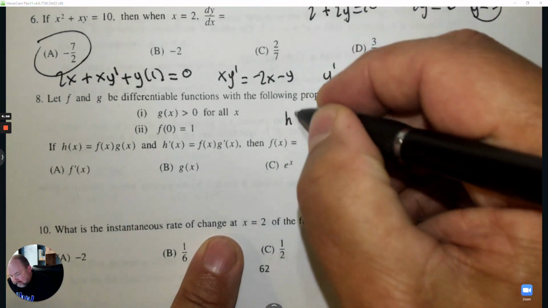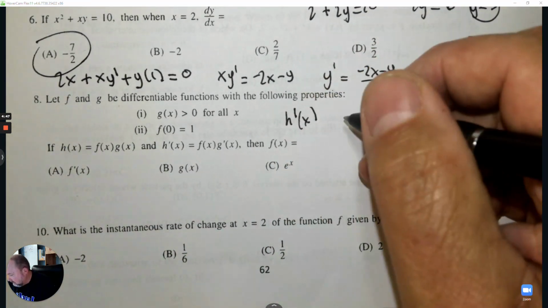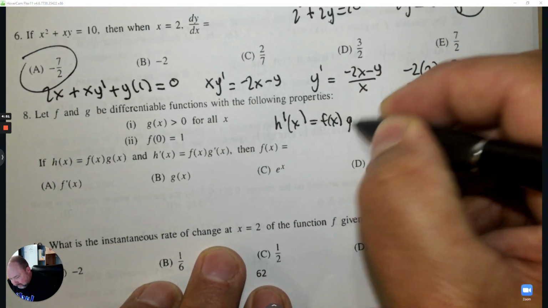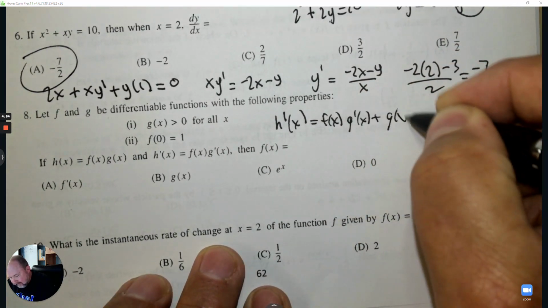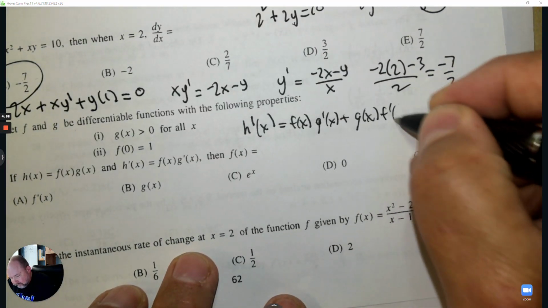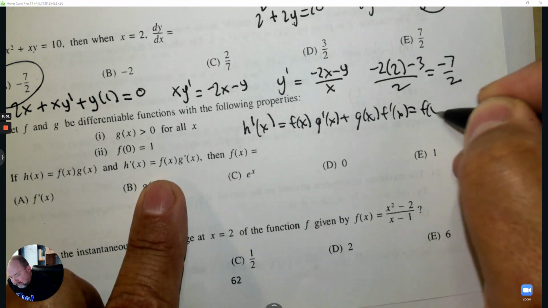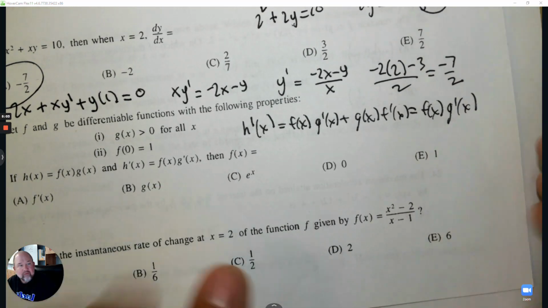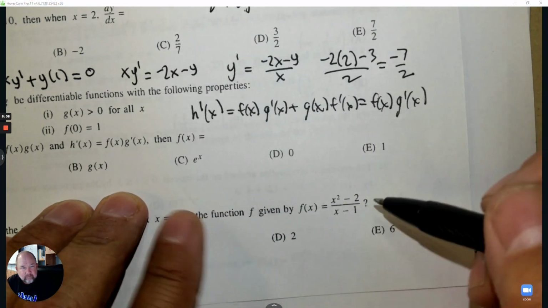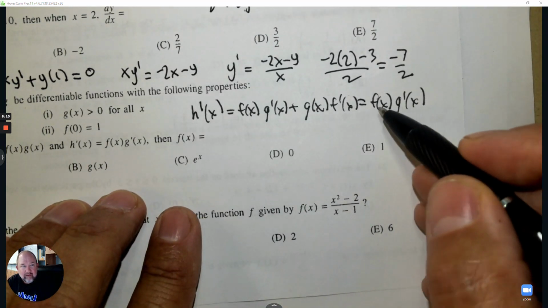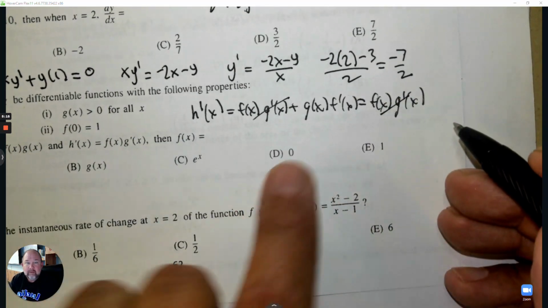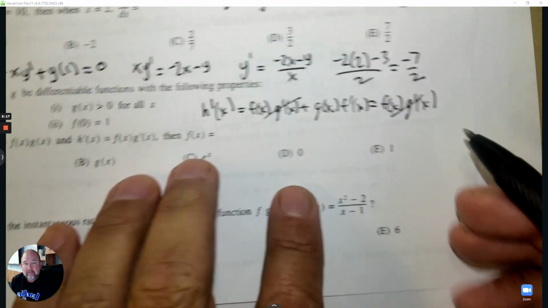So I'm going to take the derivative of h at x. That's the first times the derivative of the second, plus the second times the derivative of the first. I'm going to make it equal to f at x times g prime at x because they're equal to each other. So I have f at x, g prime at x. So I have them on both sides. So what I'm left with is g at x times f prime at x.